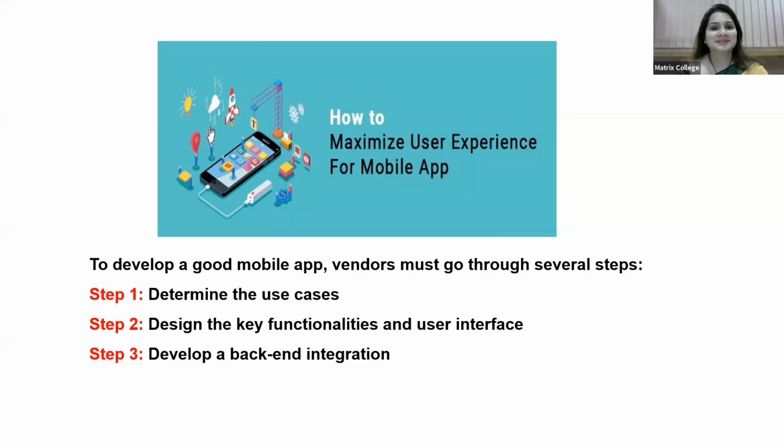Step 2, design the key functionalities and user interface. What do you mean by this? A major inclination in mobile apps is the use of SOLOMO, that is social, location, and mobile. The major inclination in mobile apps.